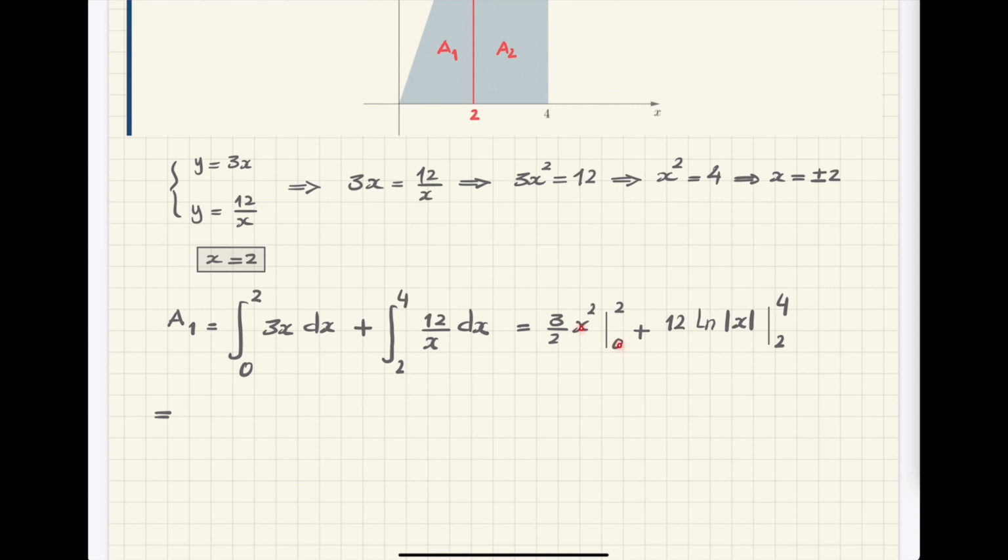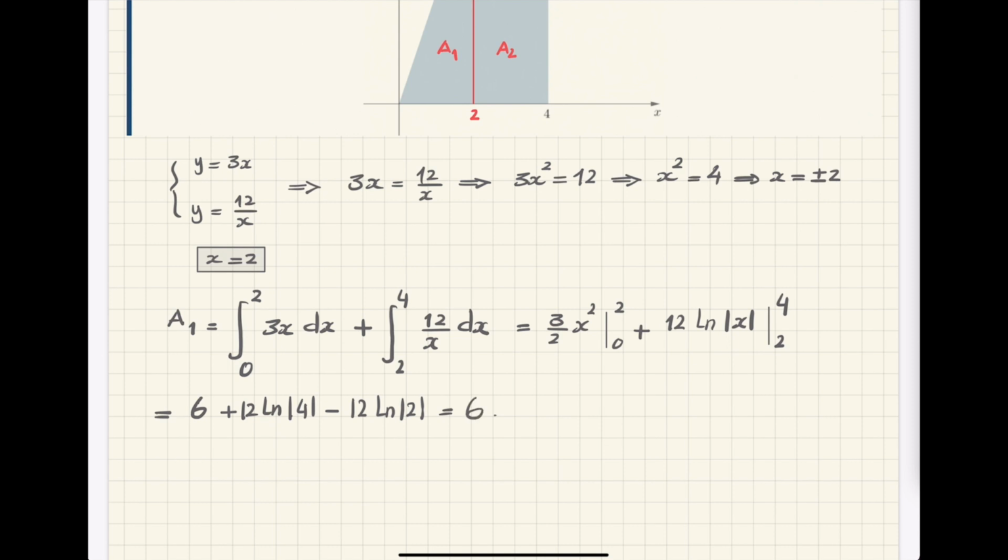Of course, when I put 0, it is gone, so I don't need to be worried. I just put 2 here. 2 to power 2, 4 times 3 over 2 is 6. Yes, so this becomes 6. And then here I will have 12 ln of absolute value of 4 minus 12 ln of absolute value of 2. So let me just simplify this a bit.